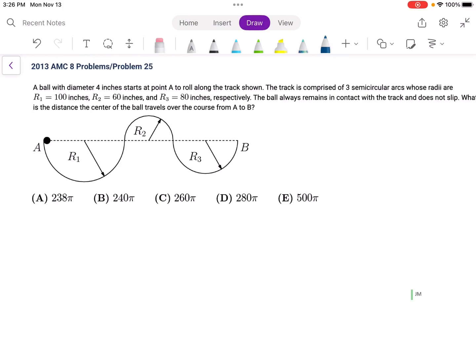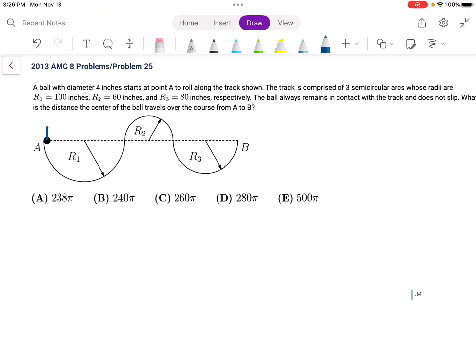Problem 25. The ball has a diameter of 4 inches and starts at point A to roll along the track of the 3 semicircles. To solve this problem, we need to notice that the ball touches point A at its edge, not its center. So the center will be 2 inches away from A.